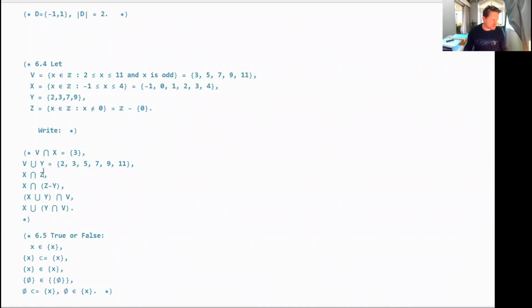Okay, the intersection of X and Z. Now, this is the question. Which elements are in X and also in Z? So we have basically the entire set X except for one element, which is 0. 0 is not in Z, so we have to take that out.